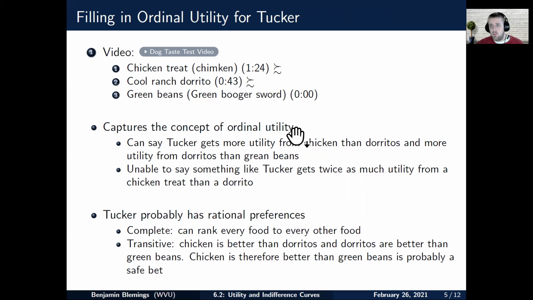And I'll note, to tie it into our last lecture, we can say that the dog, whose name is Tucker, has rational preference relations. So Tucker is able to rank every food against every other food. And because chicken is better than Doritos and Doritos are better than green beans, chicken is better than green beans. And that is our transitive property right there.